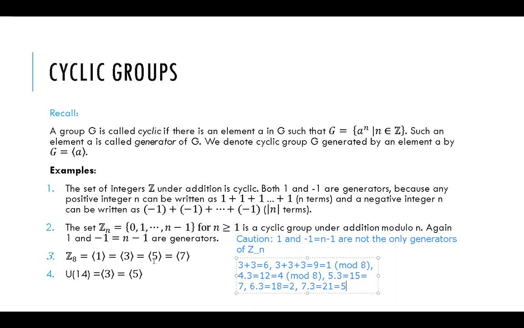Similarly, we can also prove that 5 is the generator of Z8. So it generates all the elements of Z8. So these calculations you can verify yourself. First of all, I should take 3. Then I have 1. Then I have 2, 3, 4, 5. Here we have 6 and 7. Yes, so all the elements are there generated by 3. Similarly, we can prove that 5 also generates Z8.